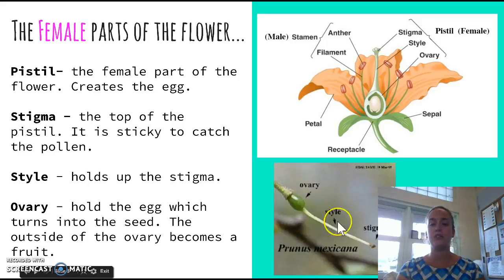So here all the petals have been taken off, so we have our stigma to catch pollen, our style to hold our stigma up, and the ovary, and all the petals would normally be around this.